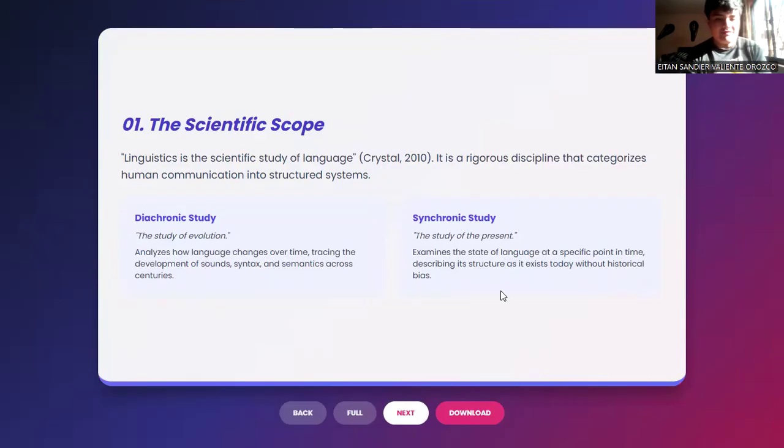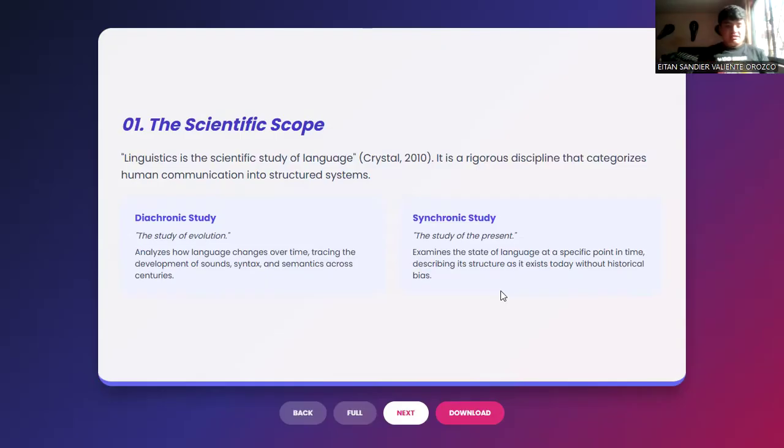Okay, the scientific scope. Linguistics is the scientific study of languages, a rigorous discipline that categorizes human communication into theoretical systems. So the study is not only one class; it holds a whole space of studies, not only one or two. It's a global management because you need to see how the studies go and how they are structured. One study, one system; another study, another system. So we're going to see two of them.